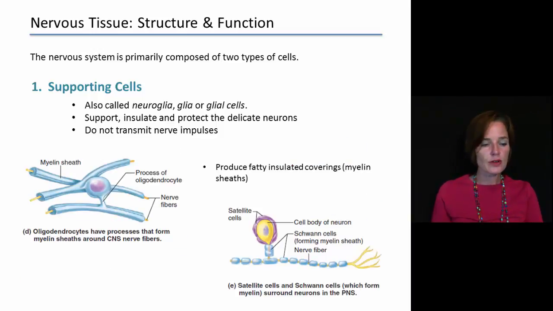Other supporting cells, we've got the oligodendrocytes. Those are going to produce fatty insulating coverings. So that's that covering, protection, and insulation function of the supporting cells. And then we can also see the satellite cells and the Schwann cells down there in the other picture. Again, these are surrounding the neurons, and an important function of surrounding is insulation and protection.